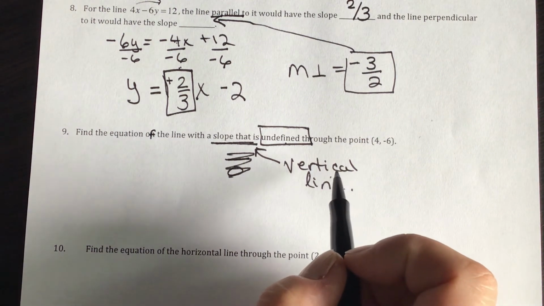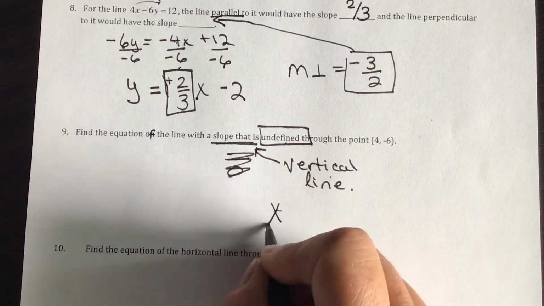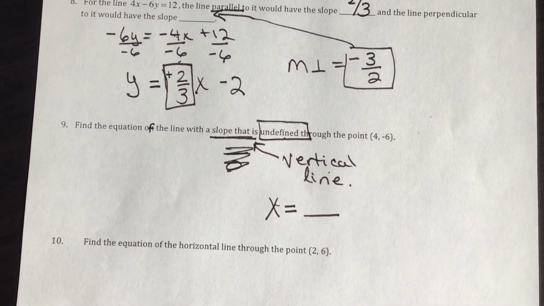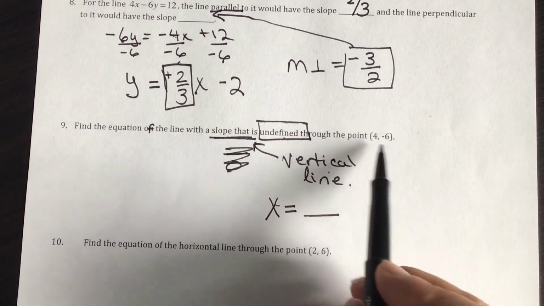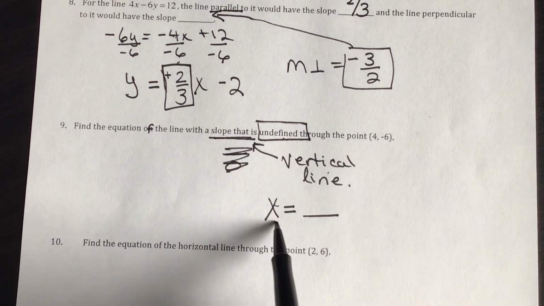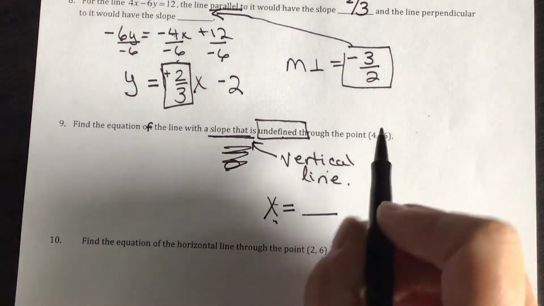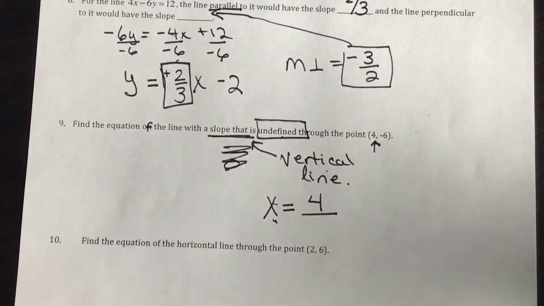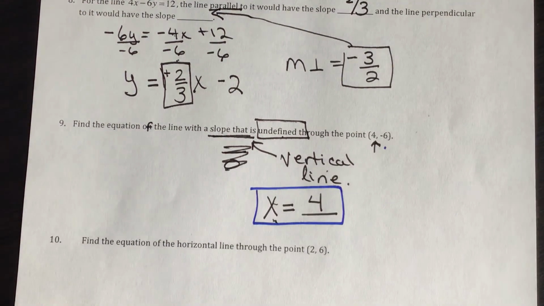Now, a vertical line always has an equation that starts with x equals something, and it's going to go through this point. This means every x value will have the same number. So if this is my x value, the line x equals 4 will go through this point.